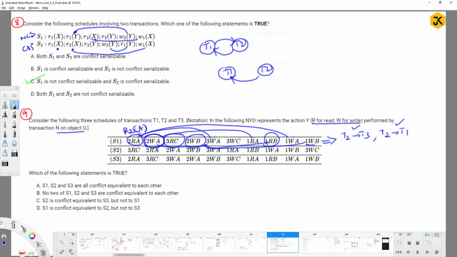Next, write 3 of A. On A there will be T3 to T1. Write operation on the same item A. So definitely there will be a T3 to T1. Any other things are there?